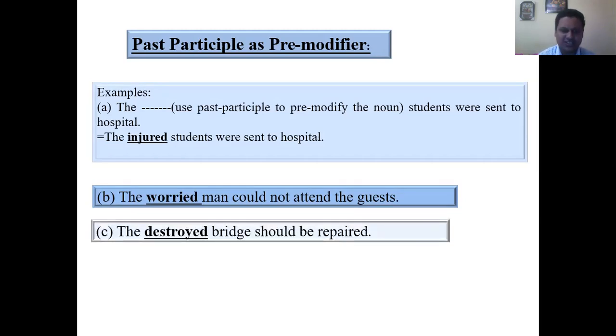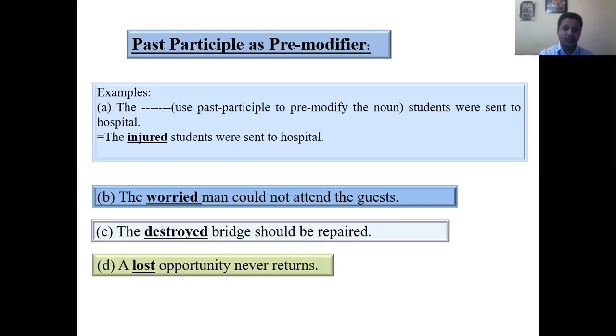The destroyed breeze should be repaired. Destroyed, a past participle used before the noun breeze, acts as a pre-modifier. A lost opportunity never returns. The word lost, a past participle, sitting before the noun opportunity, acts as a pre-modifier. Here it has modified the noun opportunity.